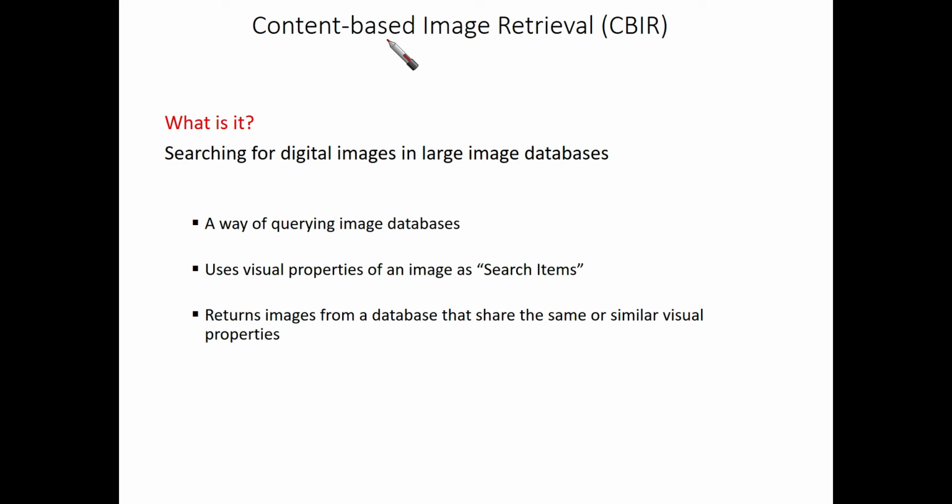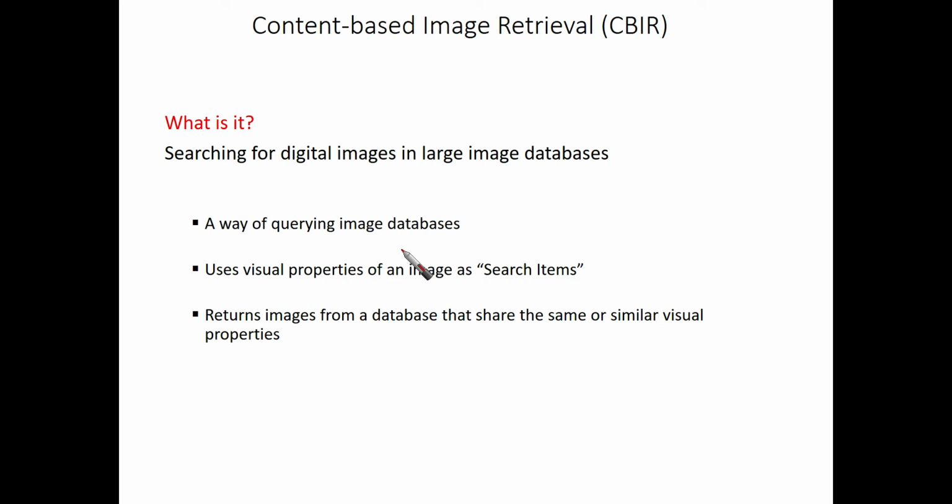So, what is content-based image retrieval? It's very simple. It is simply searching for digital images in a large image database. When we Google, we do text searching. We provide some text as a query, and lots of relevant documents come in. We can also search images in Google, but the result is not very satisfactory yet. So ultimately, content-based image retrieval is a way of querying the image database.